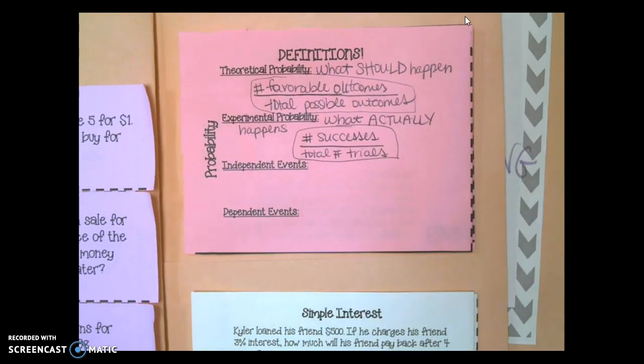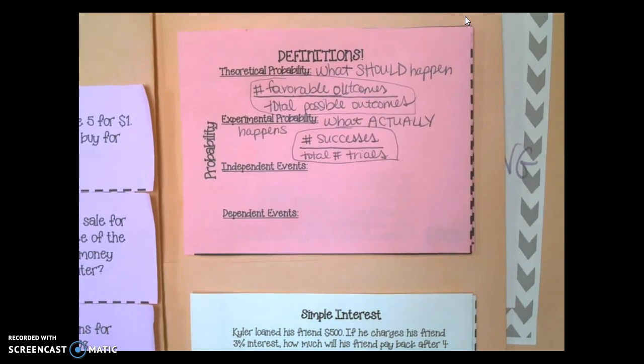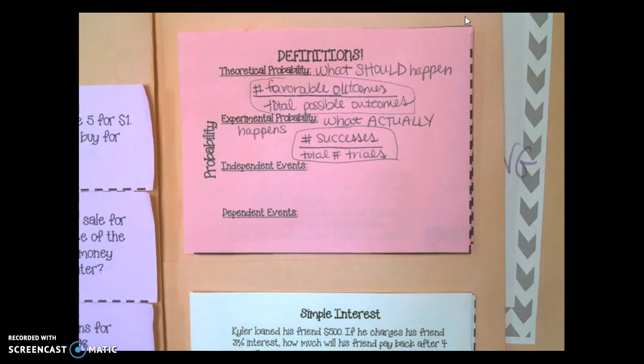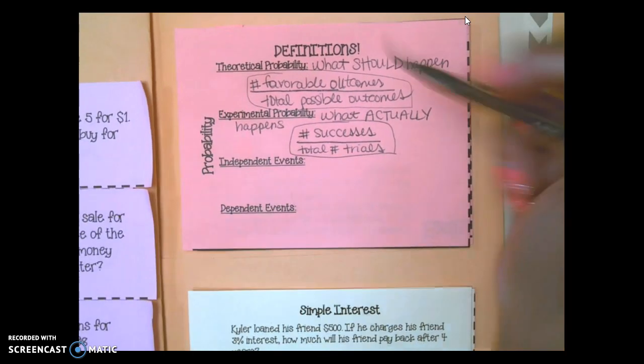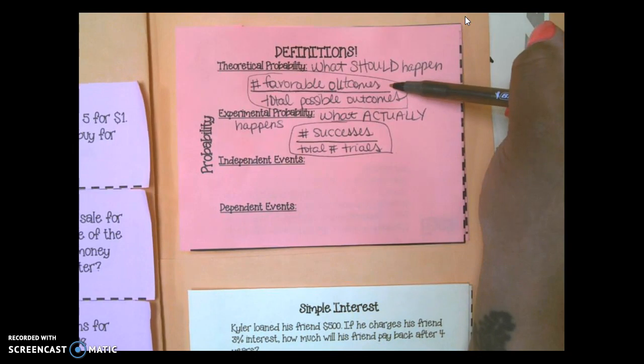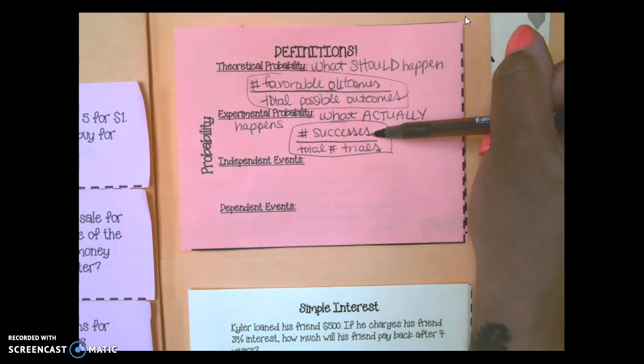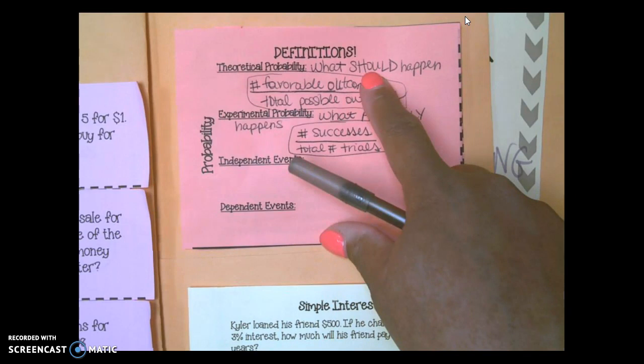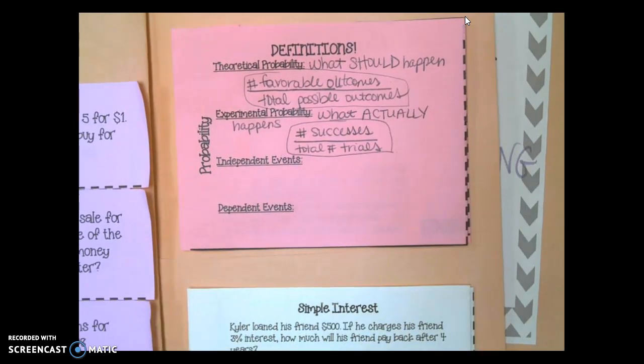We did experimental probability where we were pulling things out of a bag. The Skittles. So the theoretical probability was how many greens did we have in there? How many oranges did we have in there? The experimental probability was how many greens did we pull out? How many oranges did we pull out? That's the difference. This is what should happen based on what's in there. This is what does happen based on what you do in your experiment.